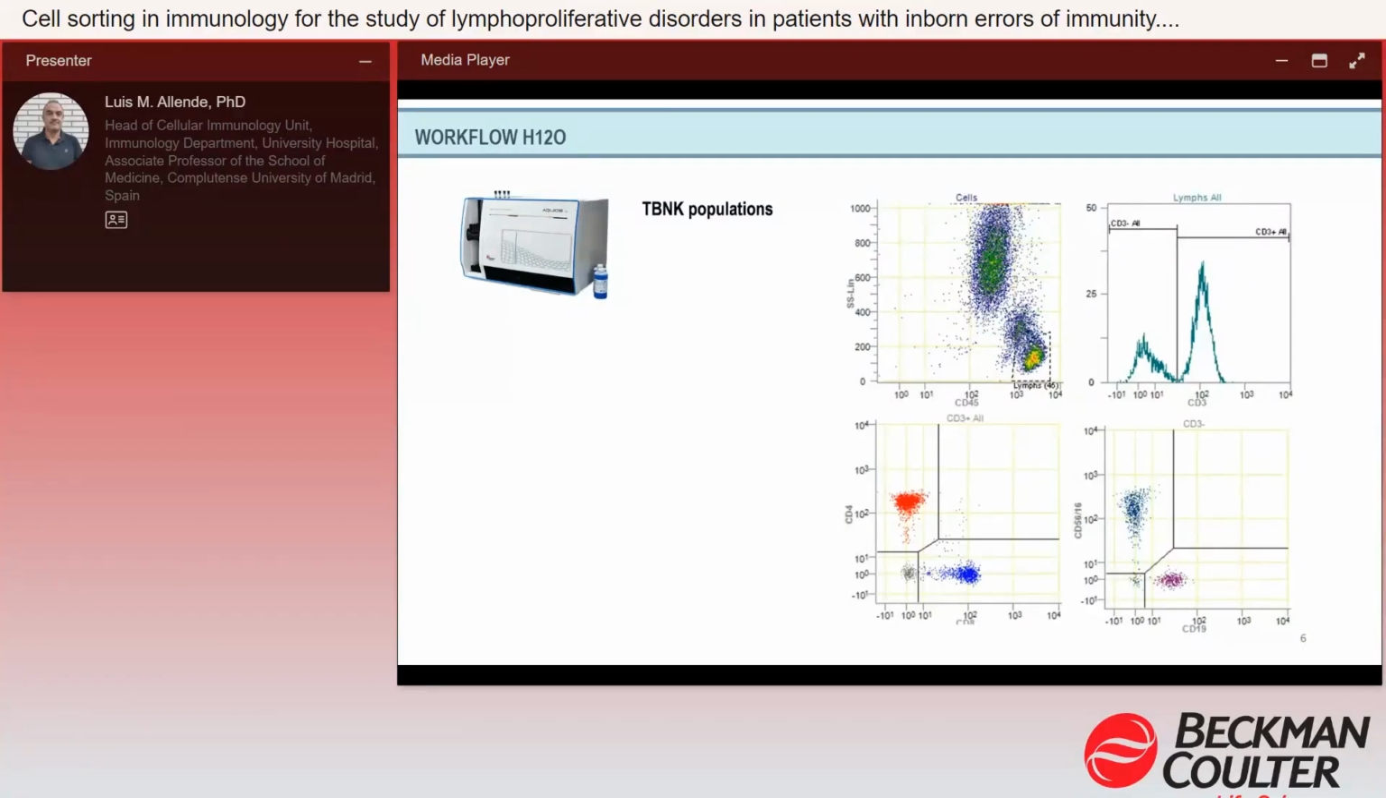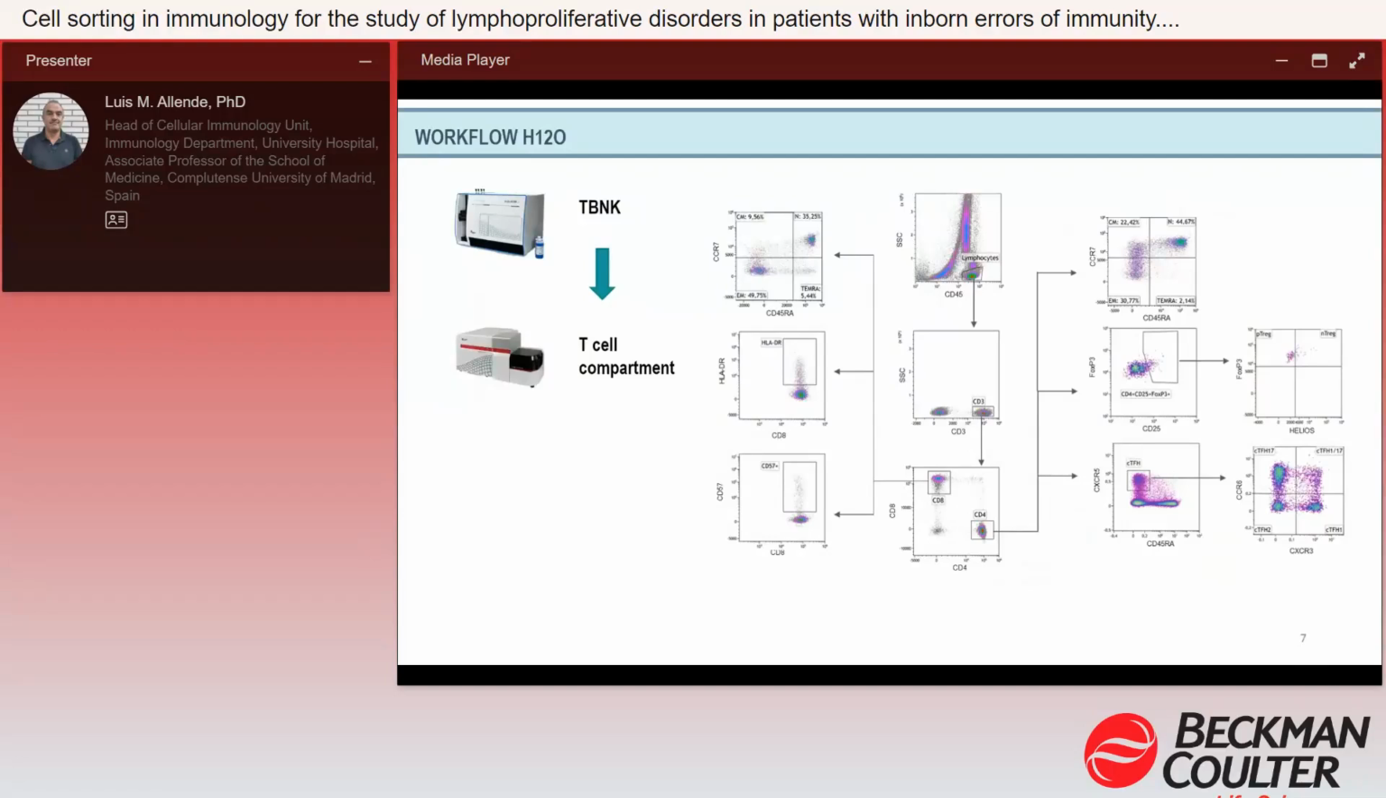Firstly, we obtain percentage and absolute counts of T lymphocytes, including the CD4 and CD8 subpopulations, B lymphocytes, and NK lymphocytes. In some cases, an extended immunophenotype is necessary. For example, due to the clinical phenotype of the patient or due to a pathological T, B, NK study, an extended T CD4 immunophenotype can be ordered.